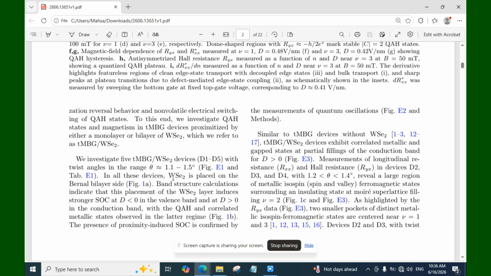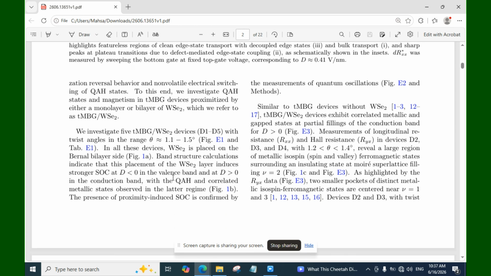Similar to TMBG devices without WSe2, TMBG/WSe2 devices exhibit correlated metallic and gapped states at partial fillings of the conduction band for D greater than 0. Measurements of longitudinal resistance and Hall resistance, Rxx and Ryx, in devices D2, D3, and D4, with theta between 1.2 and 1.4 degrees, reveal a large region of metallic isospin, spin, and valley ferromagnetic states surrounding an insulating state at moiré superlattice filling nu equal to 2, as highlighted by the Ryx data.